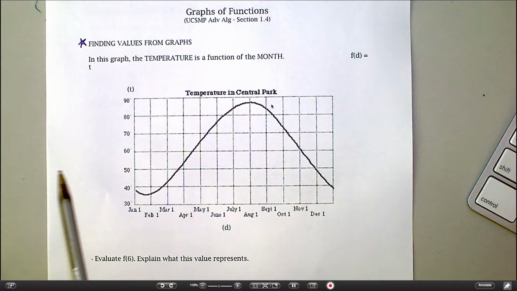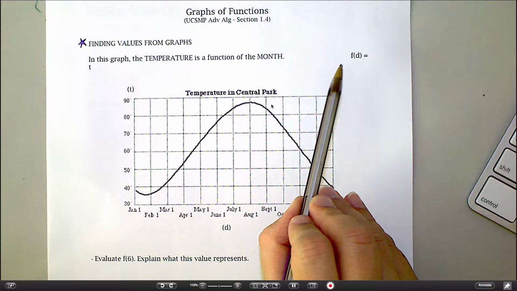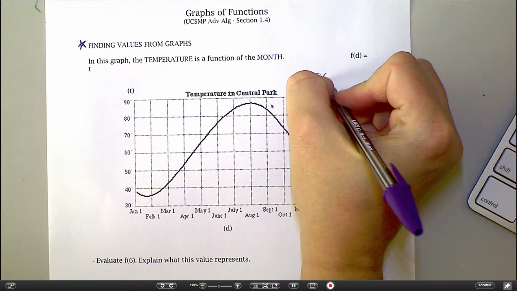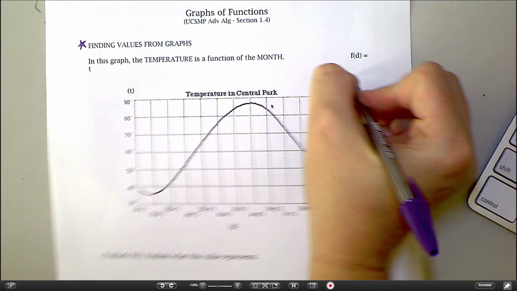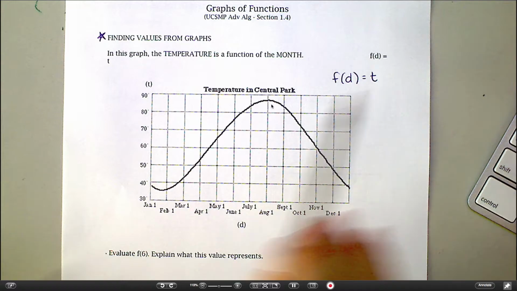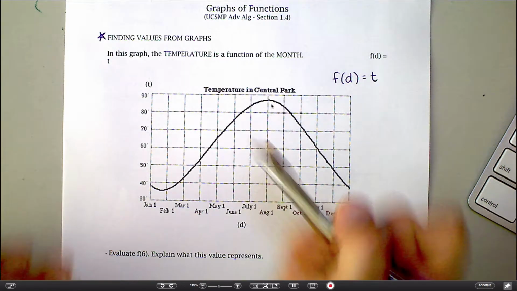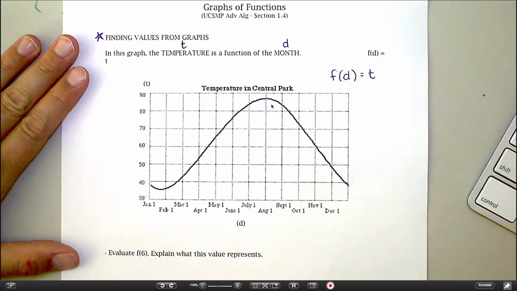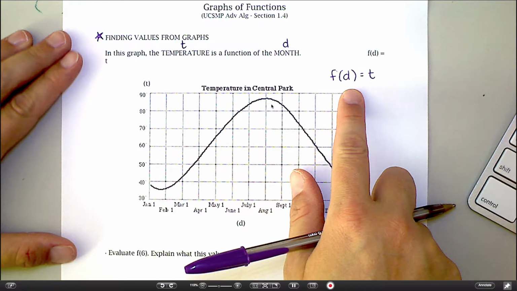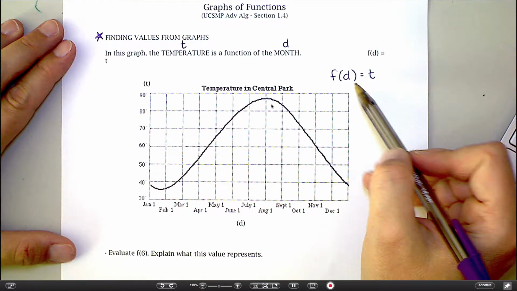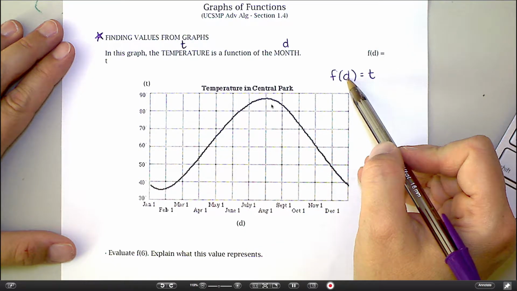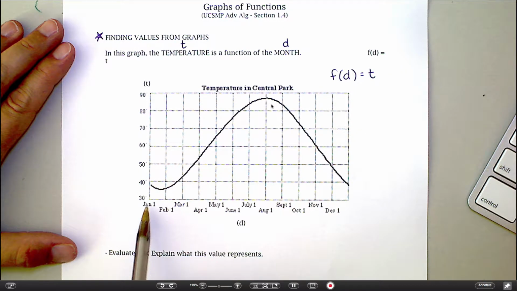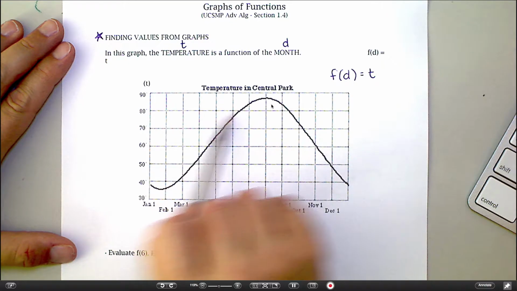And then if we wanted to write this in function notation, it showed up here. I don't know if it's on your paper, but we would say f of D equals T. So the temperature is a function of the month. So T is a function of, and again for months I use D. And that's what that would look like in function notation. What that's really saying is if you take the date and plug it into this function, it's going to spit out a temperature. Okay, so you can find any date that you want, go up to the graph and find the temperature that corresponds with it.